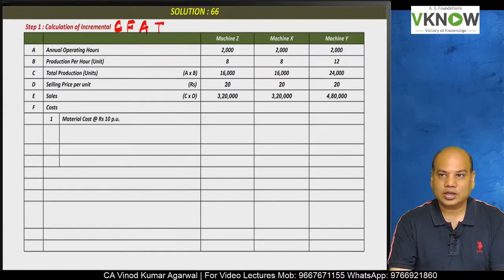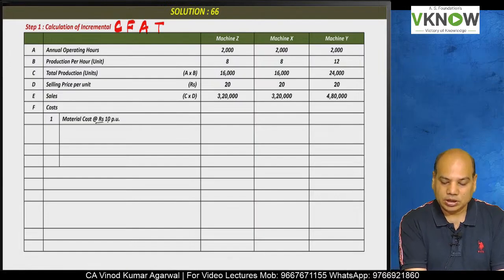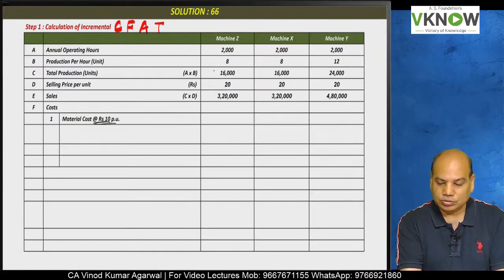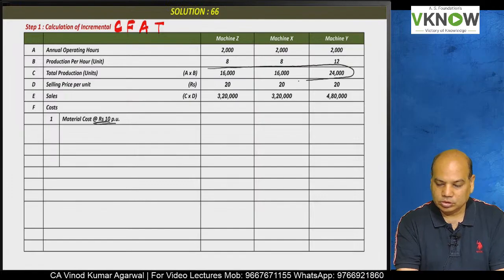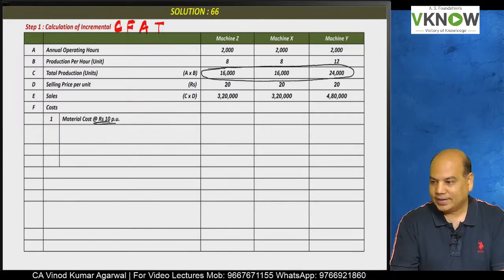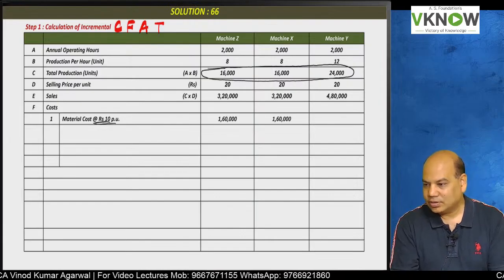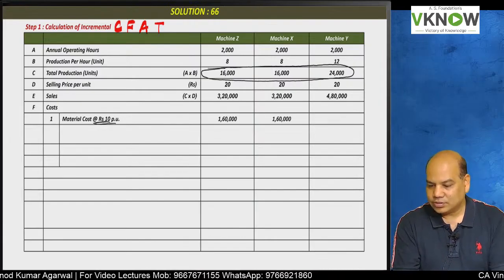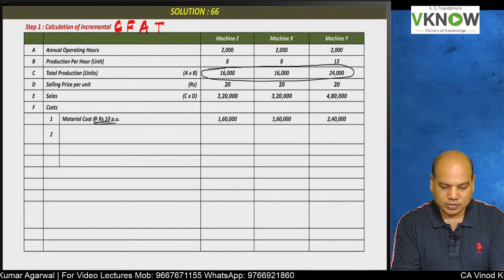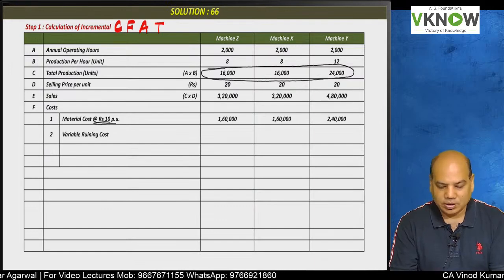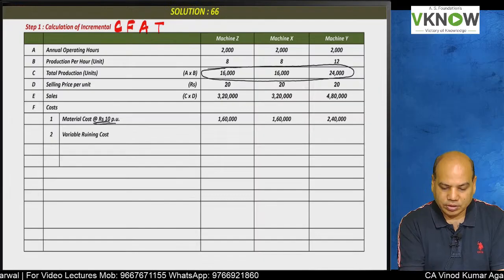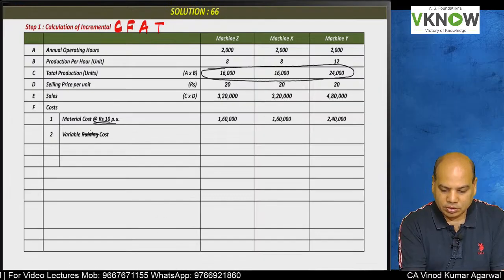Material cost at the rate of 10 per unit, multiply 10 into quantity, that is 1,60,000 and 2,40,000. Next is variable running cost.